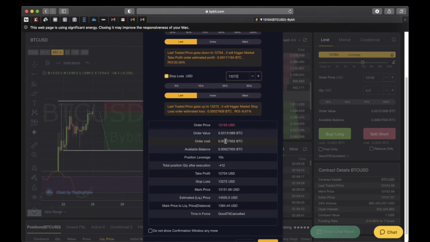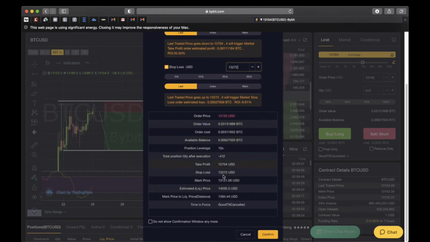The amount of money that is going to be removed from my account is about $40, because we are using times 10 leverage, right? So available balance, this is what I have left. The position leverage is times 10. Remember, I'm using times 10 of my money to take that trade. So times 10 of $40 will give you about $400. Do you understand? So I'm only using $40 to take this trade because I'm using leverage.